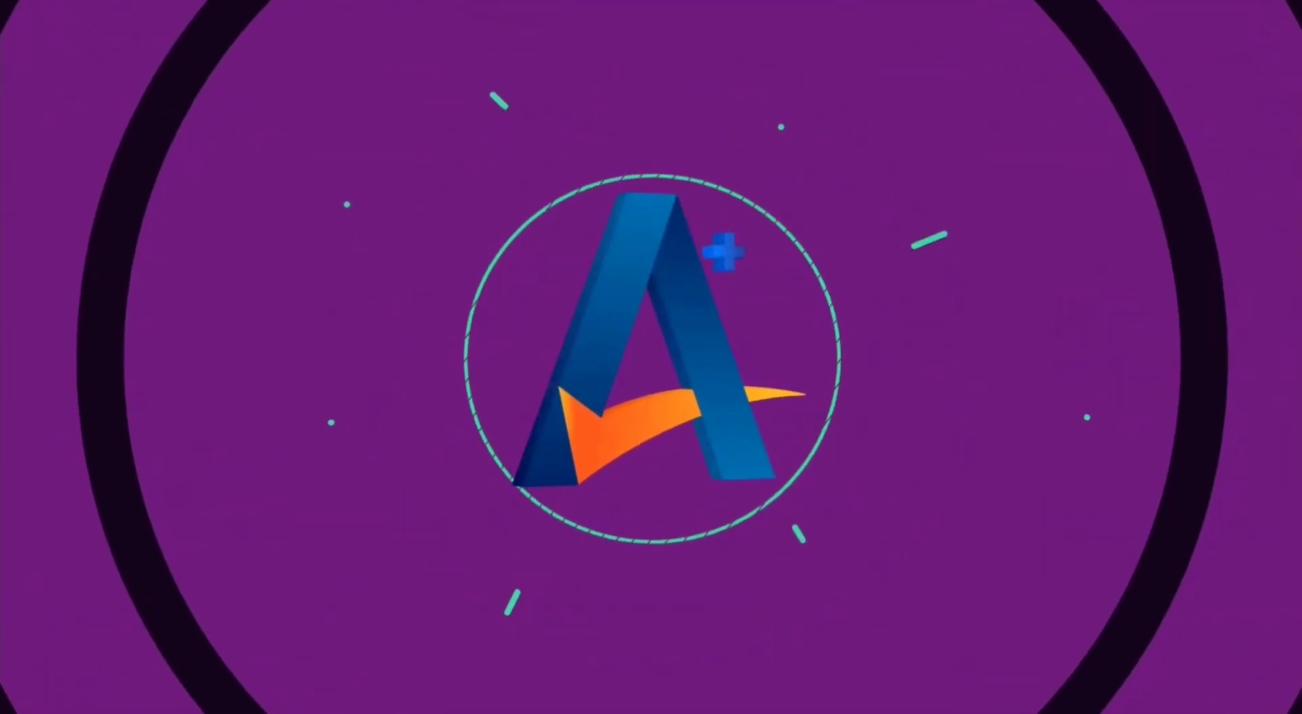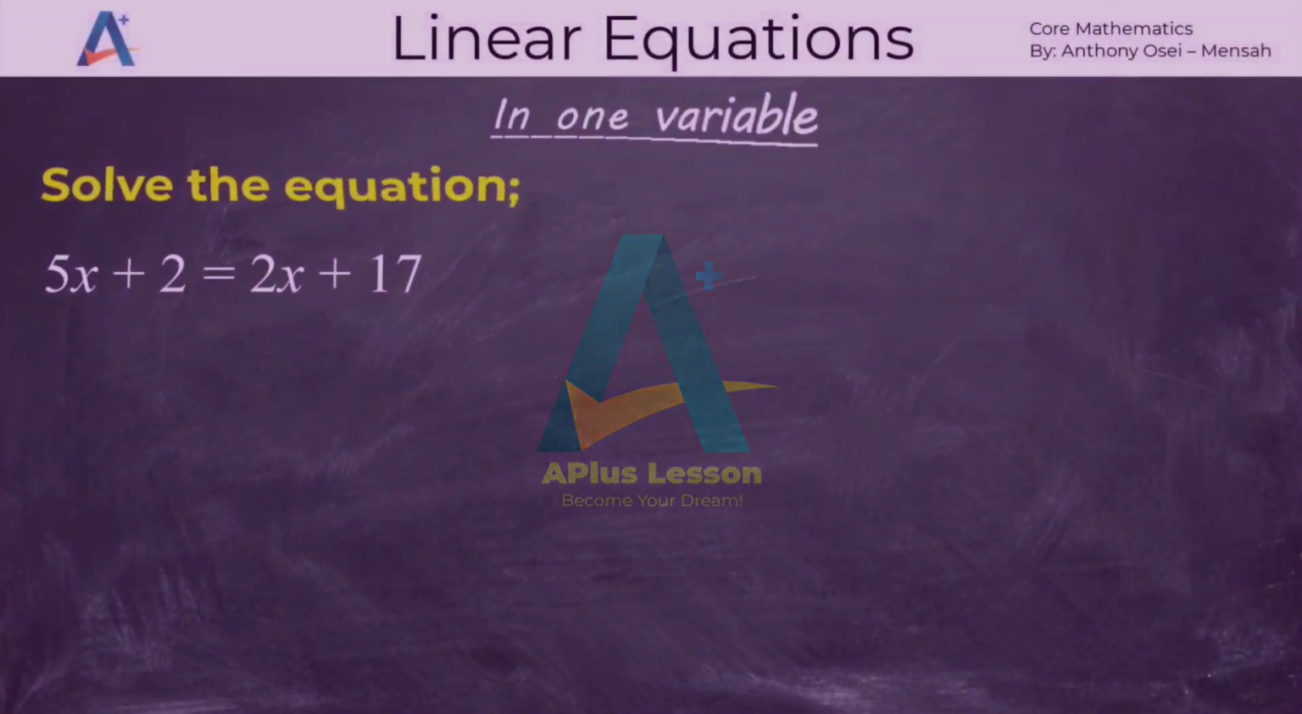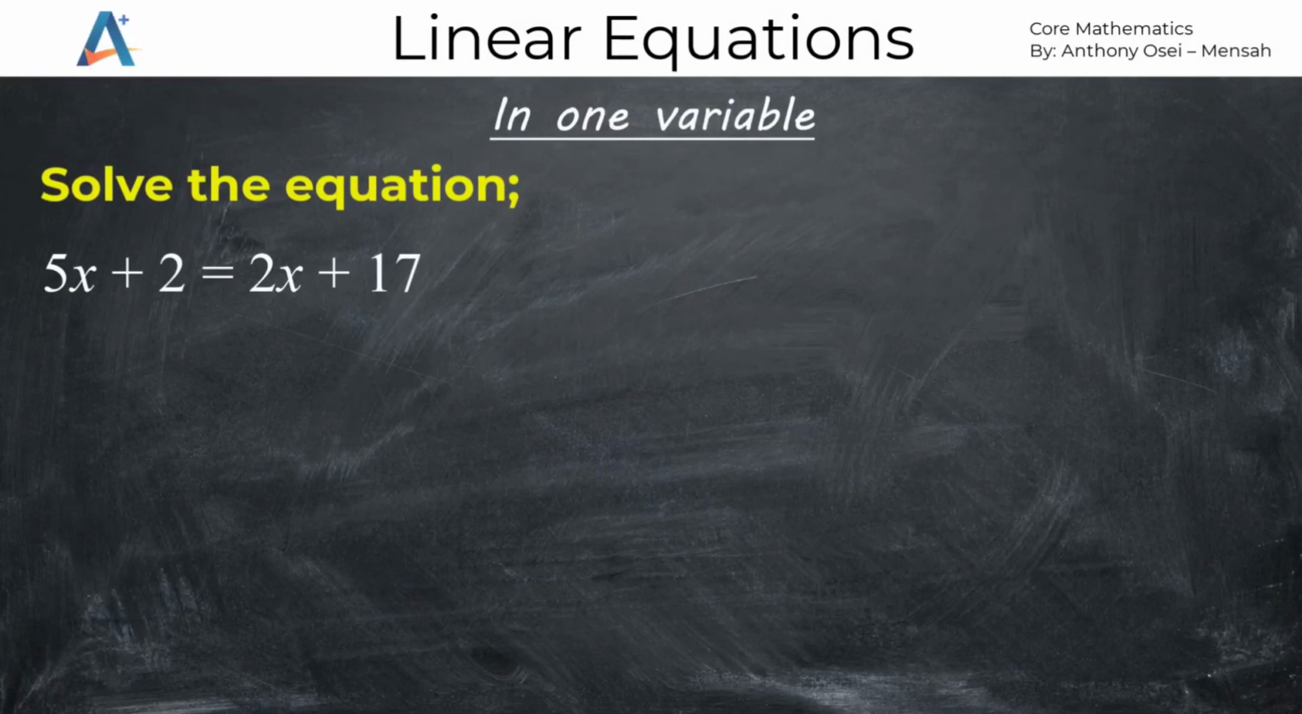It reads, solve the equation 5x plus 2 is equal to 2x plus 17. Let's first of all analyze the type of equation in this question. It is an equation because there is an equal sign, no doubt. Now the next thing is, it is a linear equation in one variable.